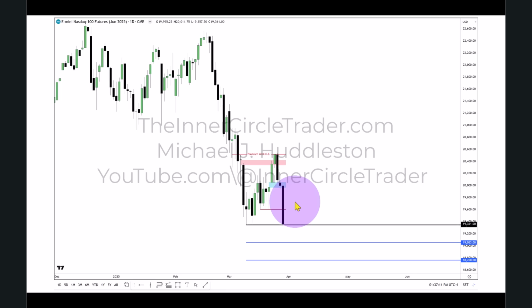So, for instance, if we were looking at the market likely trading up into this area and then becoming bearish the rest of the week, we could look to sell call options above this area here. Now, I'm not suggesting that we're going to do this with NASDAQ futures options.